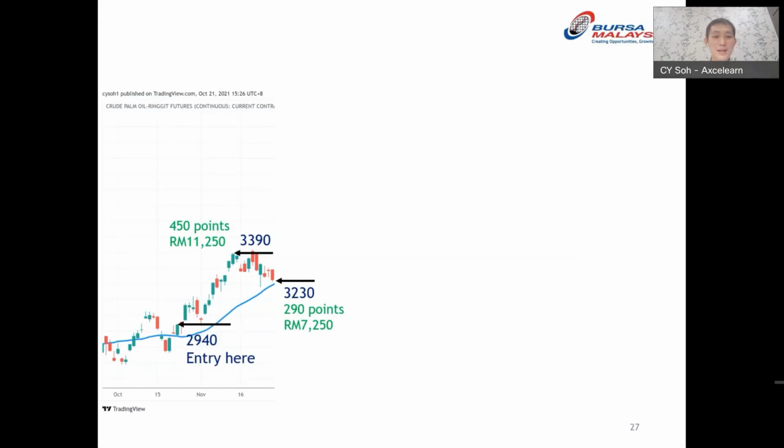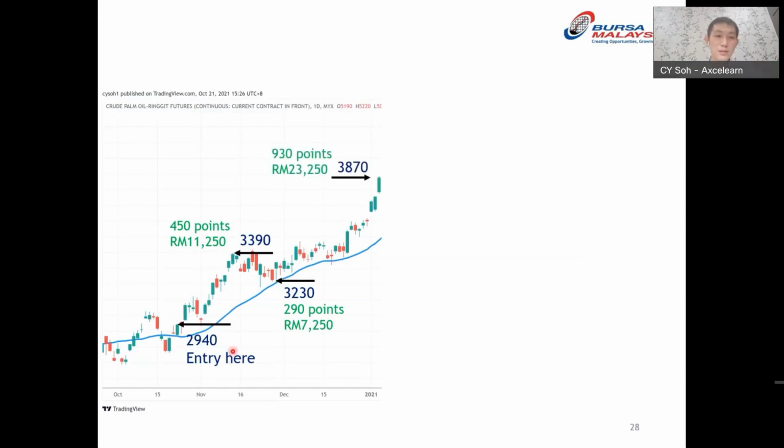Majority would buy again. Okay, interesting answer. Now, some of you short so far. Okay, now let's say the market moves again. It goes up, further up. Happy for those of you still holding, right? Now the price here at the peak is 3,870, which means from the bottom 2,940 up to here, you got 930 points already.